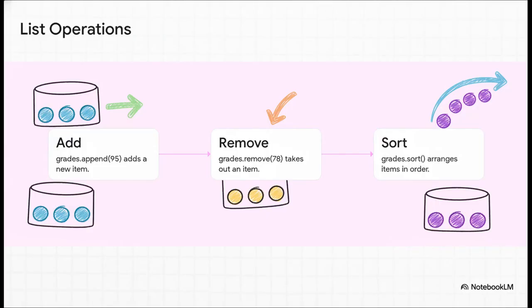And here's that flexibility I was talking about. We can just tack a new grade onto the end using .append. If we made a mistake and need to get rid of a grade, we can just pull it right out with .remove. And with one tiny command, .sort, we can instantly rearrange the whole thing in order. This ability to be changed, the official term is mutable, is what makes lists so powerful.